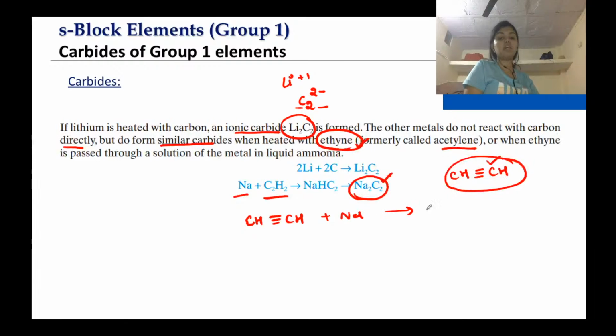it will give you what? The 2 hydrogens will be replaced by sodium. So this will be minus plus, then this will again be minus, and this will be plus, right? Lithium can combine directly with carbon to form lithium carbide, whereas other metals do not directly combine with carbon, but they react with acetylene to produce their corresponding carbides.